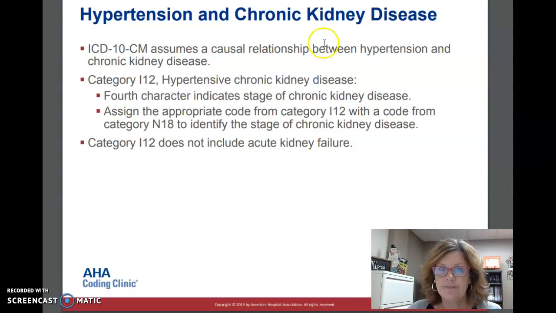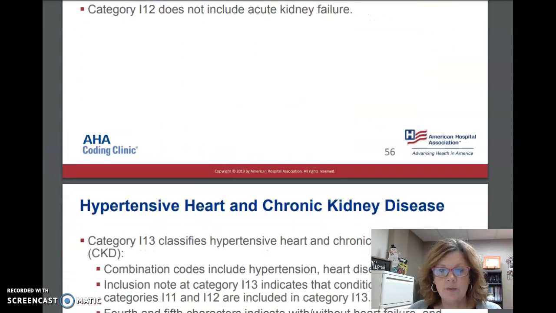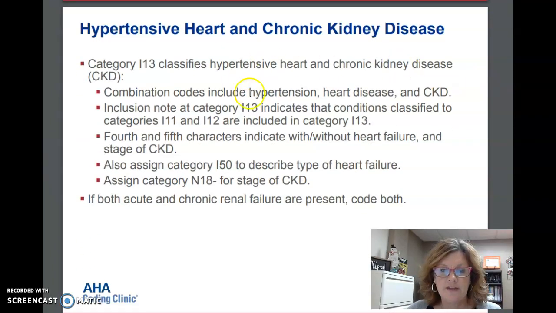Kidney disease. Okay, but let's look here. It says hypertension and chronic kidney disease. We assume a causal relationship between the hypertension and chronic kidney disease. So if it reports as hypertensive chronic kidney disease, we go to I-12. I-12 does not include acute renal failure. This is where I-13 comes in.